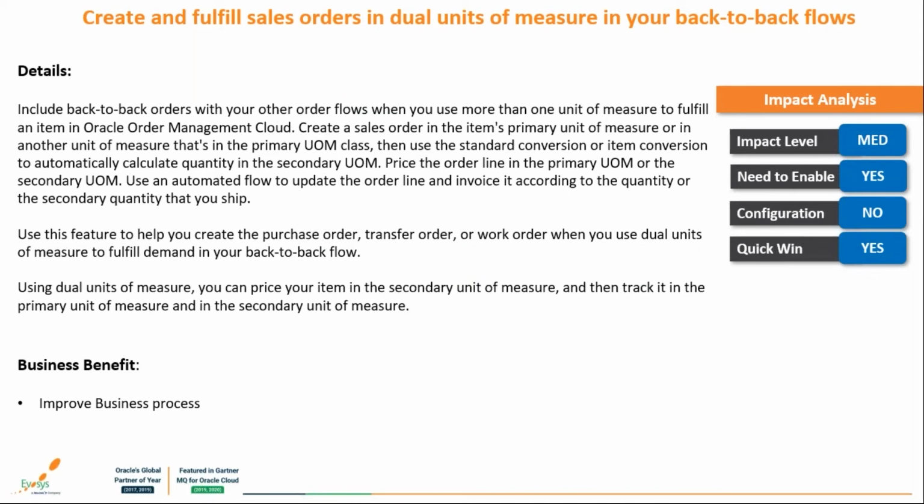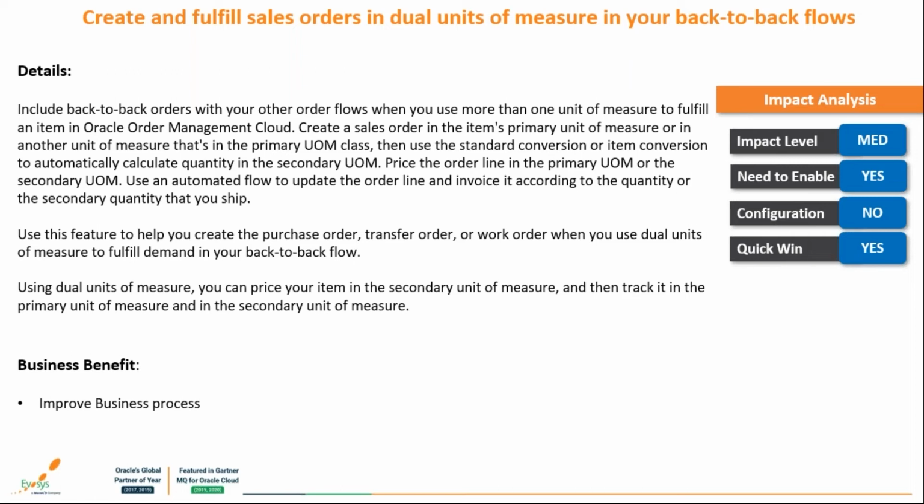So many people have a question in their mind, what is back-to-back? An internal material transfer order to transfer supply from the source location to the destination location to fulfill a back-to-back sales order. The back-to-back transfer order is automatically reserved against the associated back-to-back sales order by Oracle Fusion Supply Chain Orchestration. When you utilize more than one unit of measure to fulfill an item in Oracle Order Management Cloud, include back-to-back orders with your other order flows.